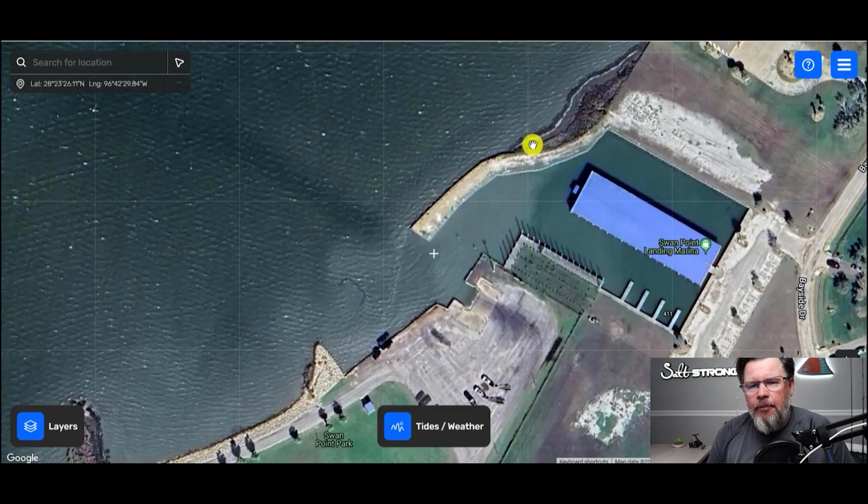Now the next type of place that we're going to look at is going to be a man-made seawall or a structure like this one. This is another one of those areas that will give the fish a way to pin their prey up against something solid, and it makes it easier for them to catch.